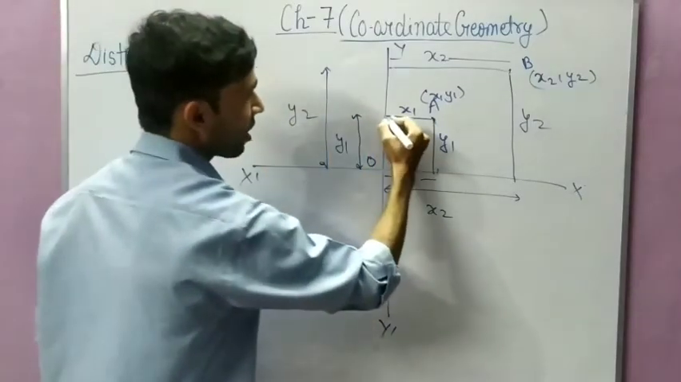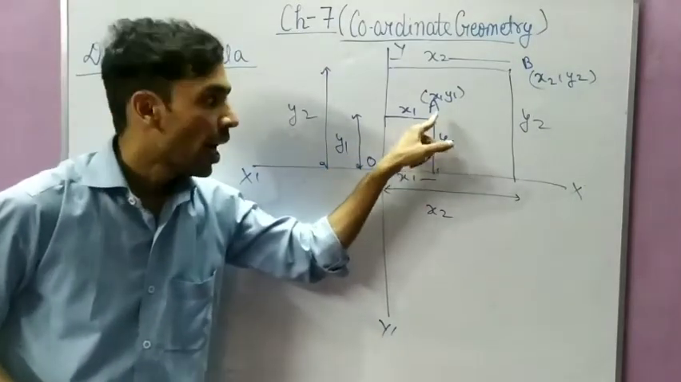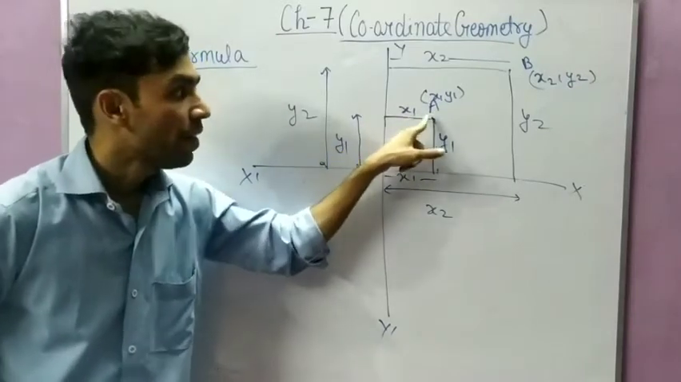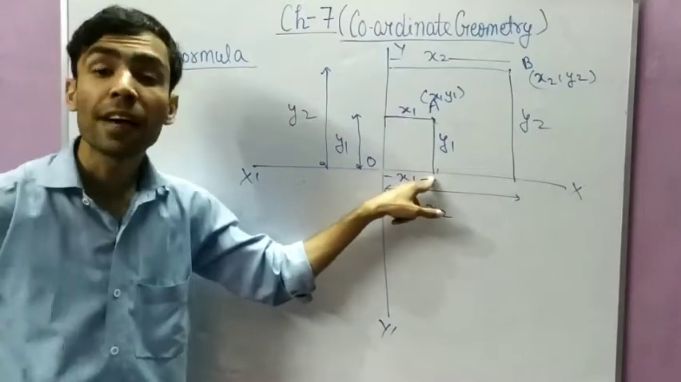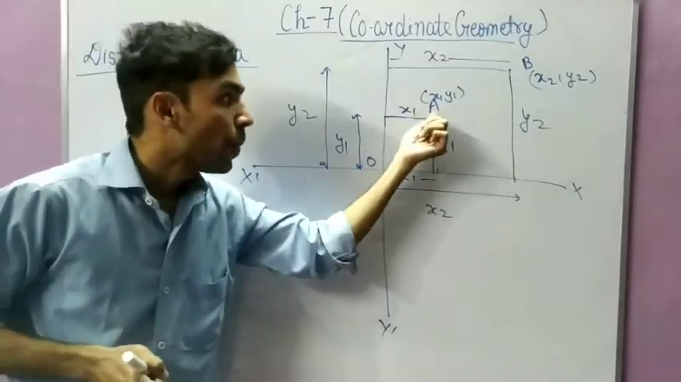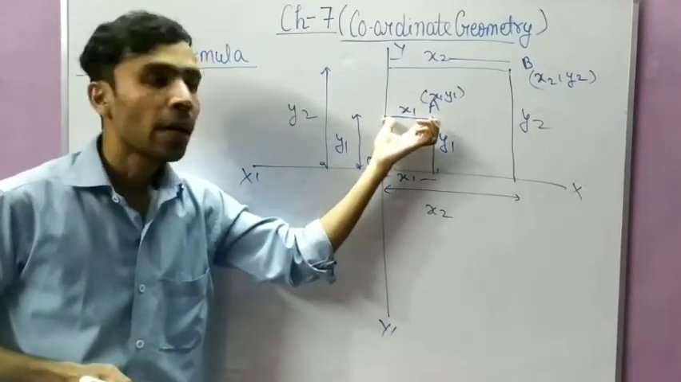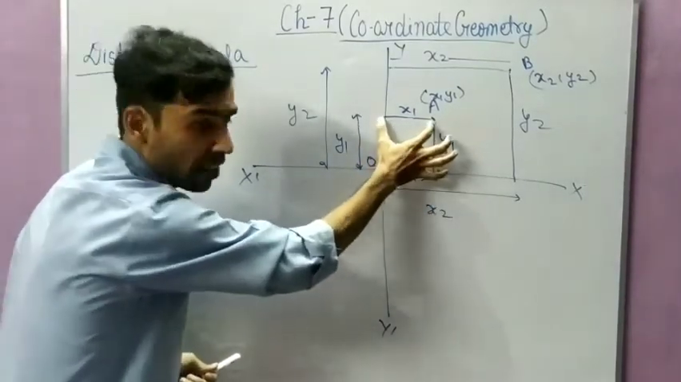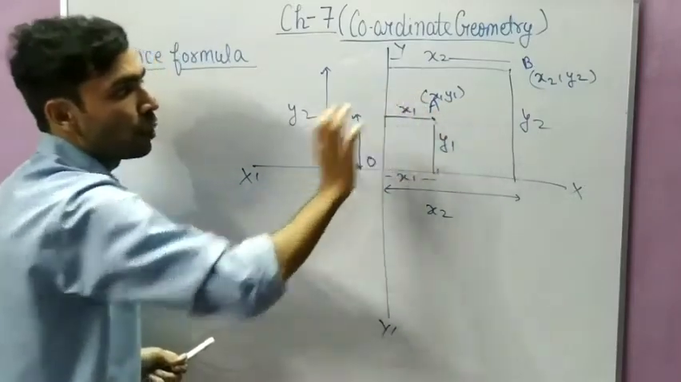I think student, it is clear to you. What I have done, in the first case, in case of A, I have drawn 2 perpendiculars to the x-axis and y-axis. So when we draw one perpendicular from this point to the x-axis, it will be the value of ordinate, so it will be our y1. And when we draw a perpendicular from this point to the y-axis, this will be our abscissa, so that will be our x1. Now we can see that it is a rectangle, so if it is x1, it will also be x1, if it is y1, it will also be y1.